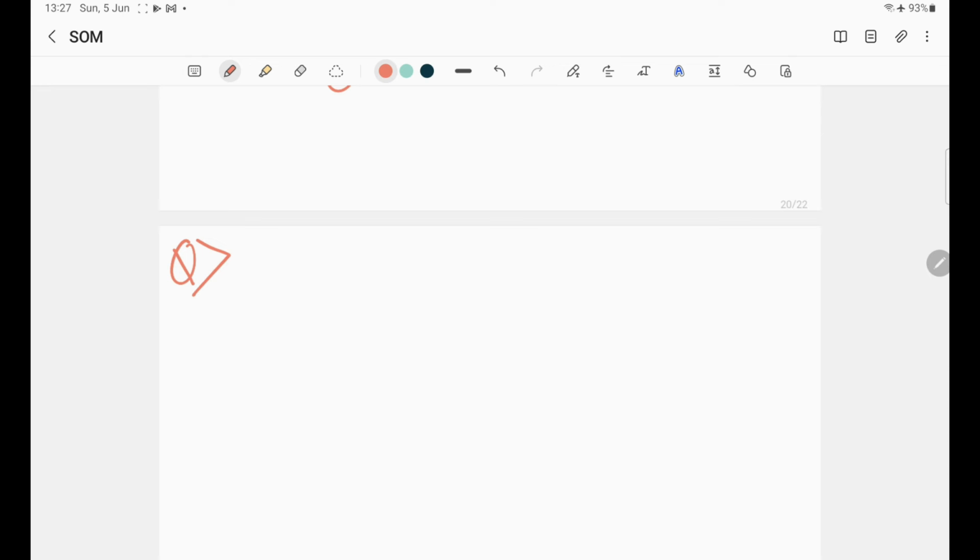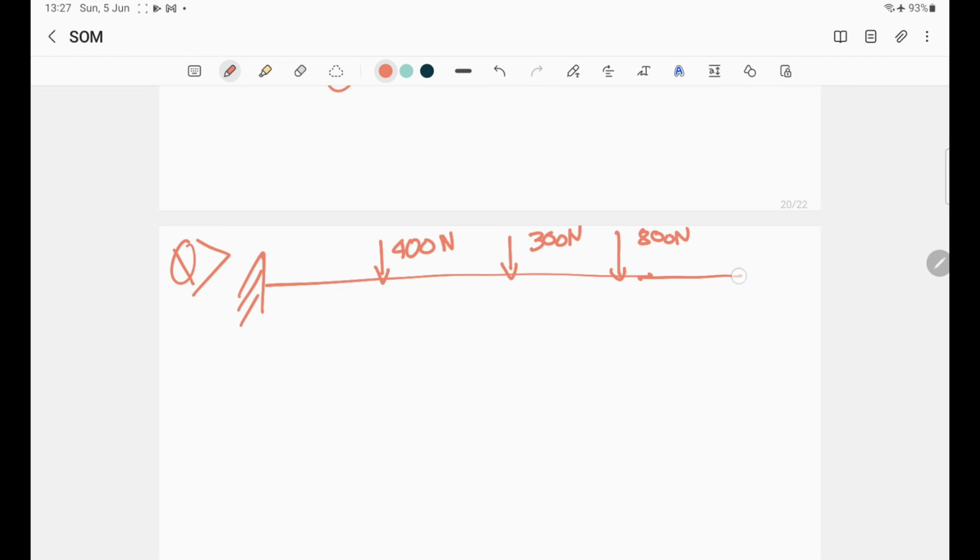So moving towards yet another numerical to clear your queries. Let's get through this quickly. We'll have a fixed beam, or rather a fixed cantilever beam, and we'll have a point load of 400, and then we'll have a 300 point load, and then we'll have another load of 800, and then we'll extend it and we'll have another load of 500. So these are the loads which are acting.